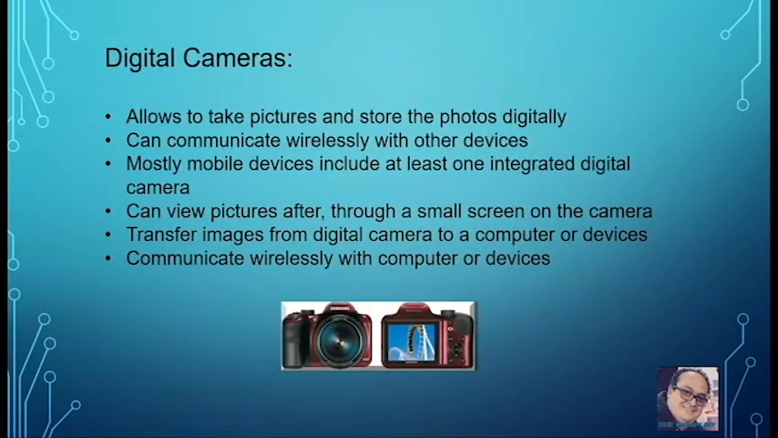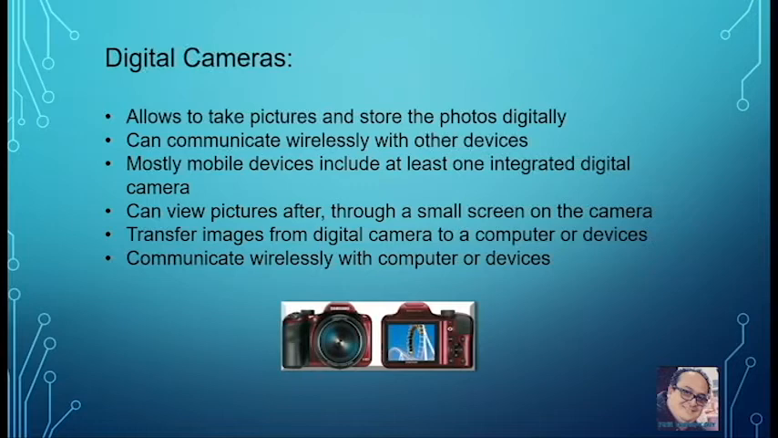We have digital cameras. Digital cameras nowadays are so advanced that they allow you to take pictures and store the pictures digitally. They can communicate wirelessly with another device. Mostly mobile devices include at least one integrated digital camera. Like your smartphone, it comes with a digital camera already built in that you can use to take pictures and send them in a message. You can view the pictures after you take them on the small screen that every digital camera has. That way, if you don't like the picture because it came out wrong, you can delete it in the moment and retake the picture.